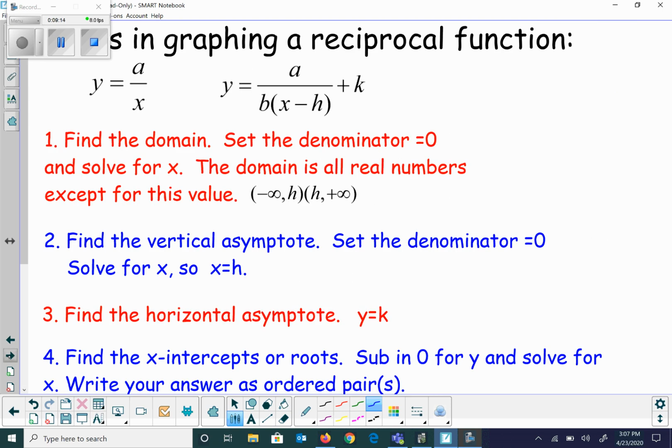So between these two graphs, you see the difference, and that b value out there, all it's going to do is just kind of move that away from where the two vertical and horizontal asymptotes cross. It kind of stretches it out a little bit. Okay.